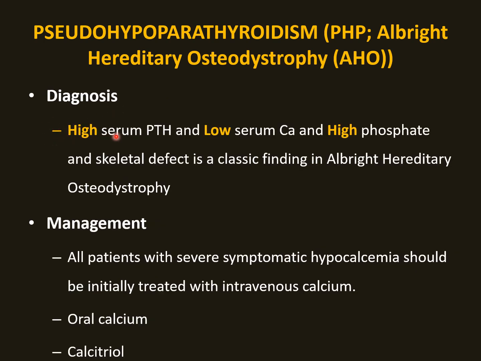Diagnosis: high serum PTH, low serum calcium, and high serum phosphate. And also skeletal defect is a classic finding in this case. Management: all patients with severe symptomatic hypocalcemia should be initially treated with intravenous calcium, oral calcium, and calcitriol, similar to hypoparathyroidism.